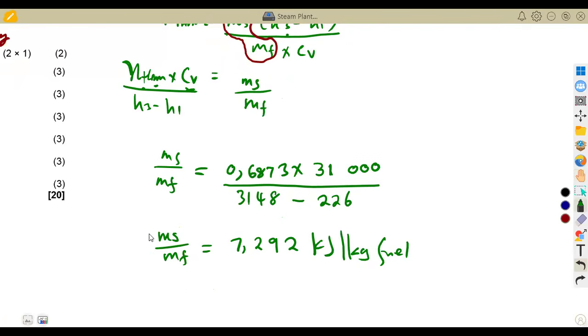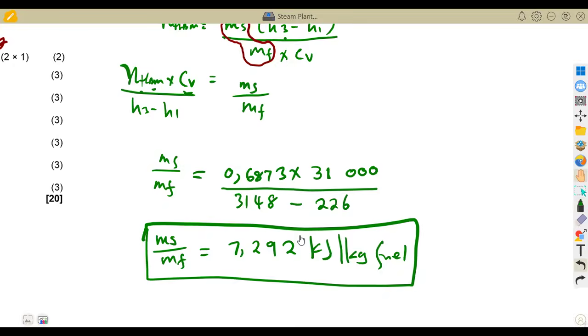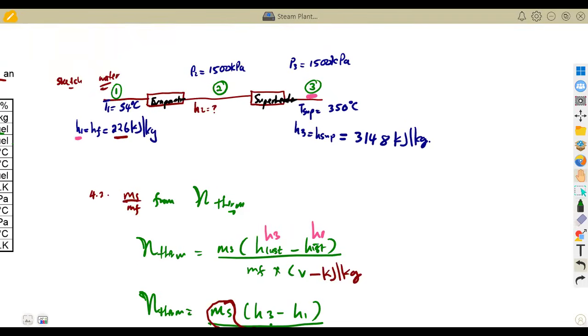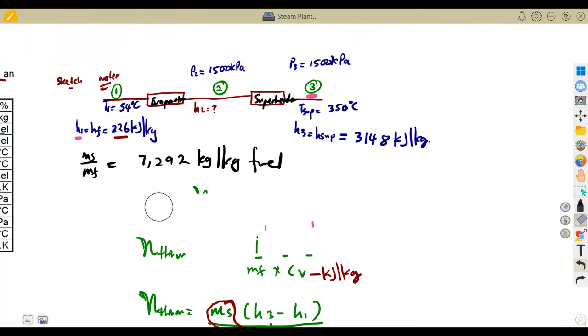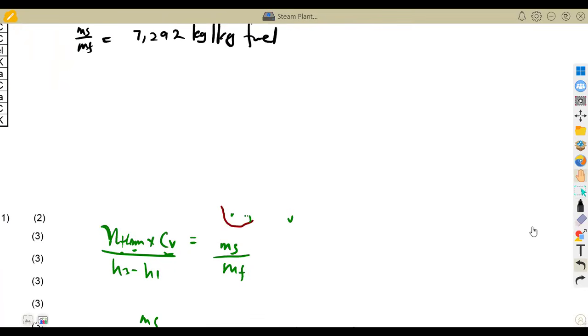All right, so we have got the mass of steam over the mass of fuel. We are going to need this. There are so many calculations that will need this, so I'm just going to write it down. The mass of steam over the mass of fuel, we got this as 7.292 kilograms per kilogram of the fuel that is being used.